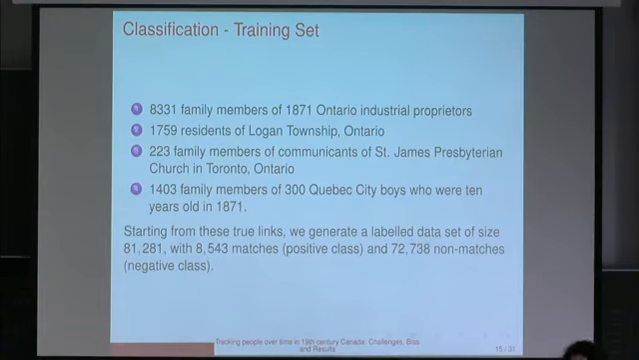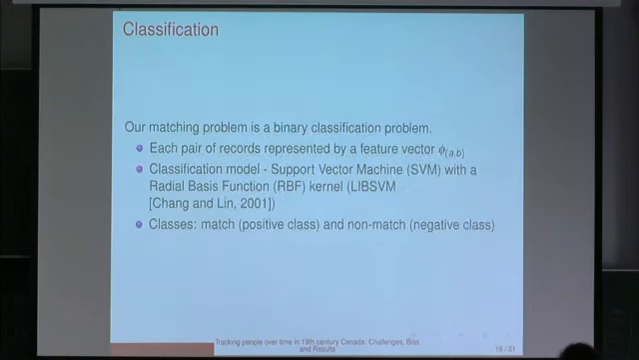Starting from this, which we call true links, the true matches coming from experts, we generate our labeled data. The true links are, of course, our positive examples. Then we did a cross product, doing the same thresholding and blocking and so on, and we get our negative examples as well. So then we have a binary classification problem. Each pair of records is represented by the feature vector calculated as I discussed before.